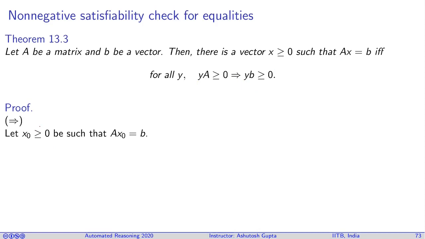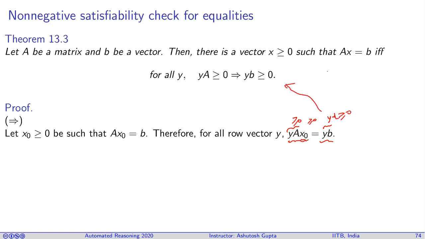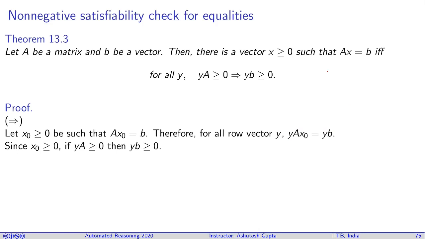First we see the forward direction. Let's suppose we have a satisfying assignment x0 greater than or equal to 0 such that Ax0 equals b. So you just multiply with y. If you multiply with y, then yAx0 equals yb. Now if yA is greater than or equal to 0, and we have x0 also greater than or equal to 0, therefore yb must be greater than or equal to 0, and that is this statement. And we are done in the forward direction.